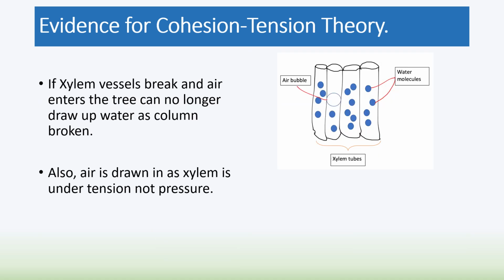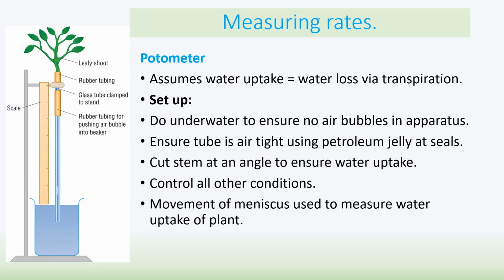If the xylem vessel breaks, the water can no longer be drawn up, and therefore the pressure is also lost. Now we can measure the rate of transpiration using something called a potometer, which is very simply shown here. It makes a big assumption that the water uptake in a plant is the same as the water lost via transpiration. We know this isn't exactly true, but it's about 99%, so it's an assumption made with all potometers.